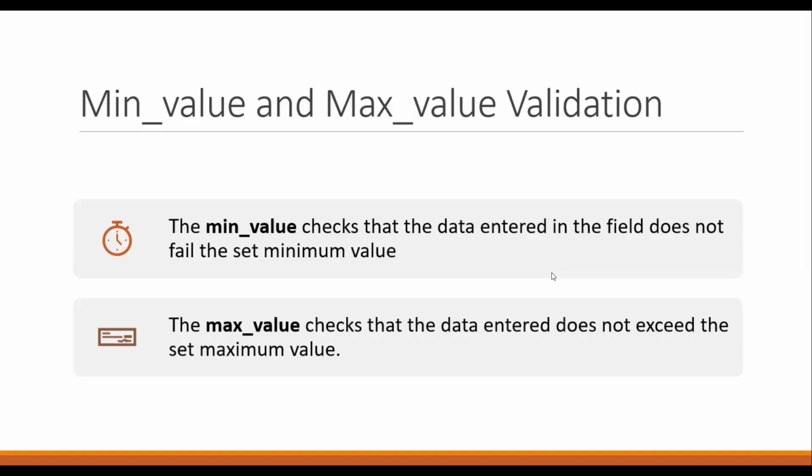Now we will move to the next step and learn the minimum value and the maximum value validation. The minimum value and the maximum value validations are integer field and decimal field validation attributes. The minimum value checks that the data entered in the field does not fall below the set minimum value, and the maximum value checks that the data entered does not exceed the set maximum value. To apply these validations, we simply have to pass the keywords minimum value and maximum value to the required fields. We will see an example to clear the concept.